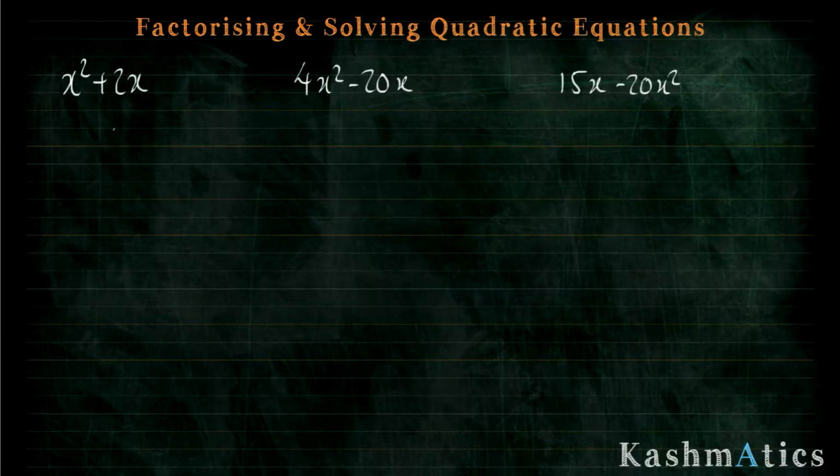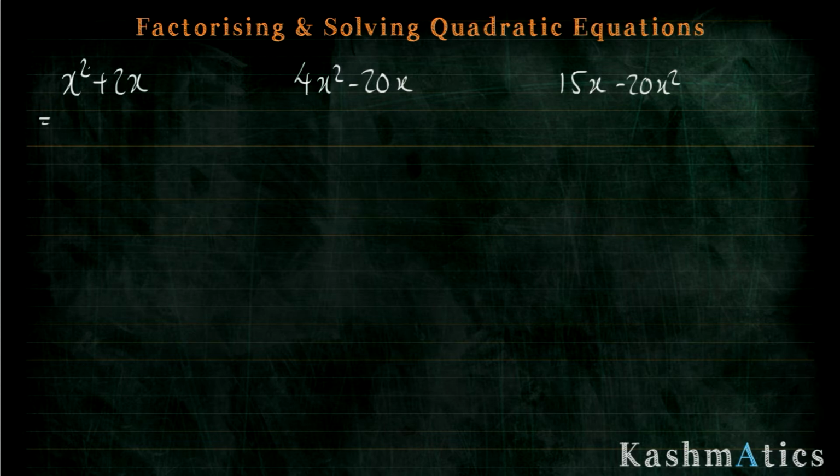The first type of quadratic expression I'm going to factorize is this type, and you'll notice there's no constant at the end of any of these. Okay, there's only an x squared term and an x term, and the mistake that people often make is they try to factorize this into double brackets when in fact you just need one bracket, and I'll show you what I mean by that. Now this first one here, what I need to look out for is a common factor.